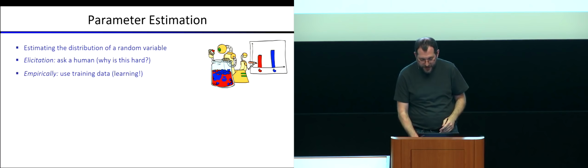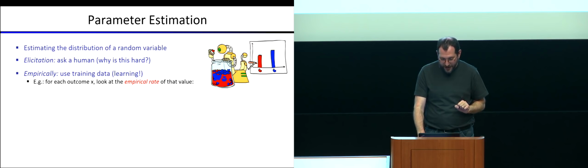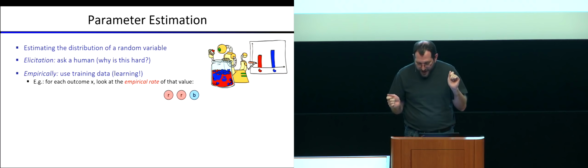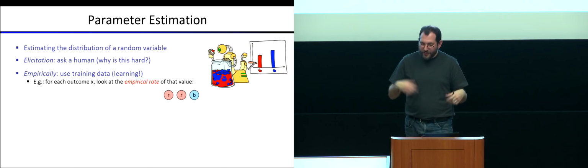And this is basically what learning does. You take your training data, you take the trends out of the training data. The simplest version of this is for each outcome to look at the empirical rate. So for example, if I am a jelly bean counting robot and I'm trying to figure out in this vat of jelly beans how many reds versus blues there are, and I draw three jelly beans and it's two reds and one blue, well, what could we do?